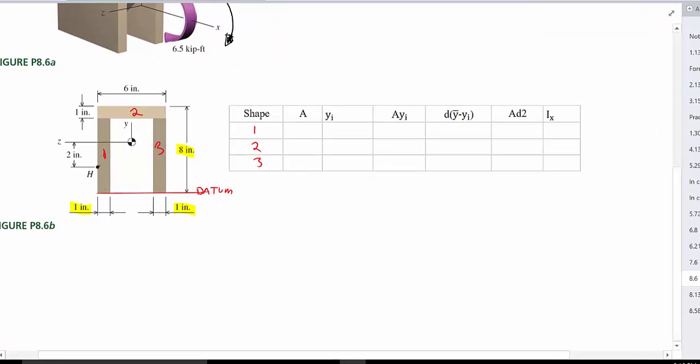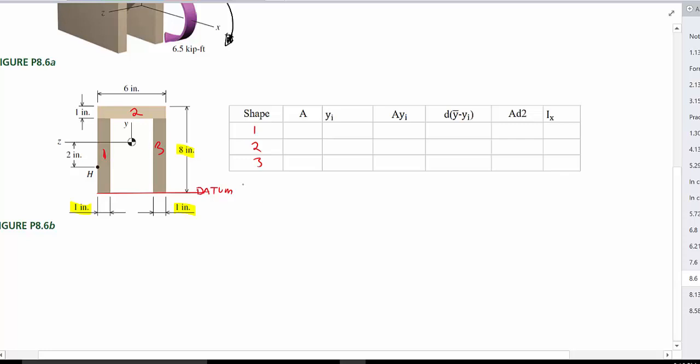So we have our section here. I've just identified it as member or section 1, 2, and 3, and I've identified a datum, right? So we have a height of 8 inches, and each one of these is a thickness of 1 inch. So there's a couple of ways we can go about this, right?